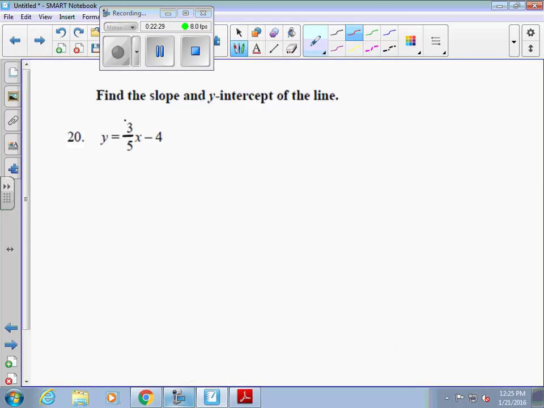Number 20, this one's a whole lot easier. It says find the slope and y-intercept. What you need to know is what is slope and what is y-intercept. You need to know slope is m. You need to know y-intercept is b. You know this is in the form y is equal to mx plus b. This is m right here, and this is plus b right here. So you can see easily that this is your m value, 3/5. So your slope is 3/5.